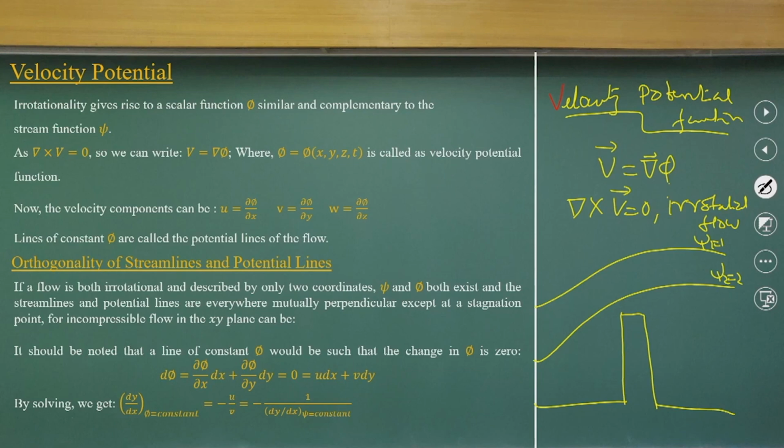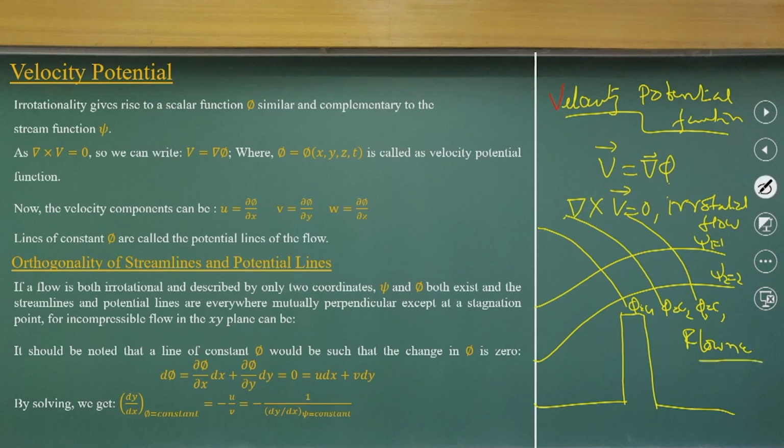So, you need to find a function which has orthogonality. That is the function phi equal to C1, phi equal to C2, phi equal to C3. So, this is the velocity potential function, this is the streamline function, and both of these together we call the flow net.